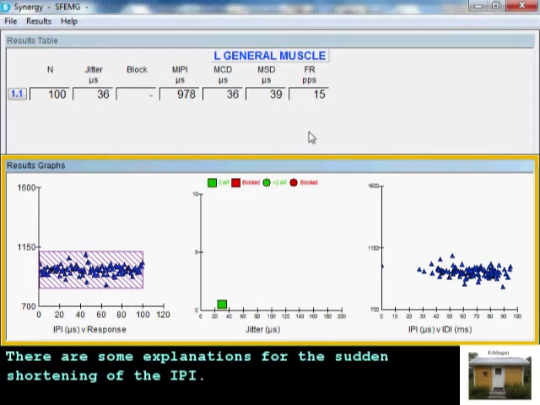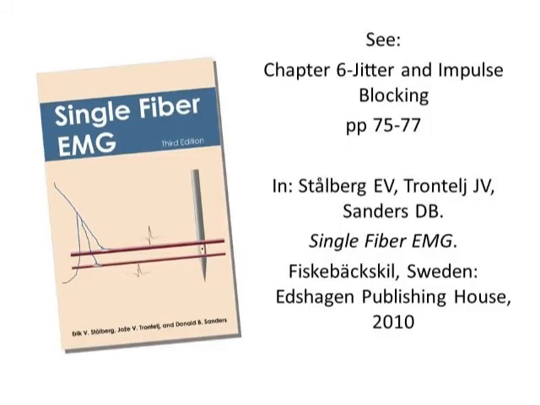There are some explanations for the sudden shortening of the IPI, and this is described on pages 75 to 77 in chapter 6 of the single fiber book.